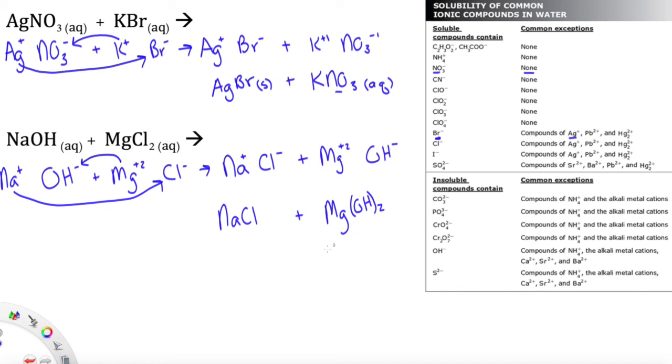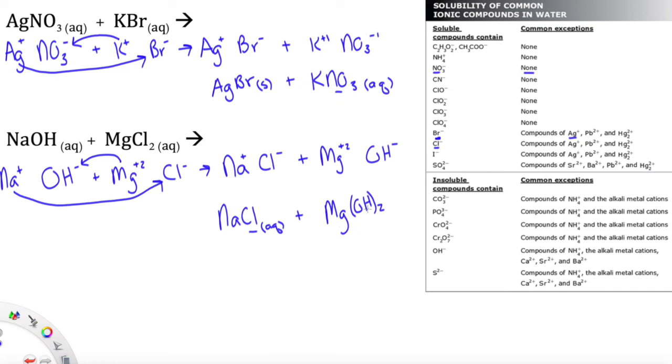Now let's use the solubility rules to determine whether these are soluble or insoluble. So let's do sodium chloride first. Chloride is the negatively charged component here. So I have chloride right here. And sodium is not an exception, so we say this is soluble. And if it's soluble, it's going to remain in aqueous solution. So it's going to be aqueous.